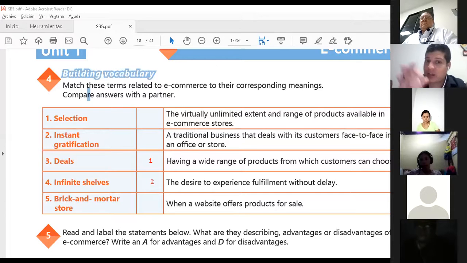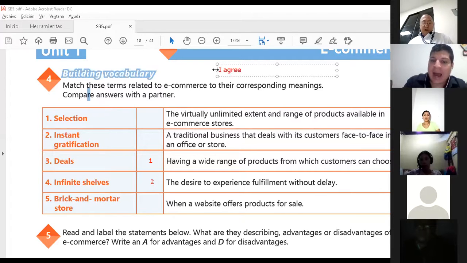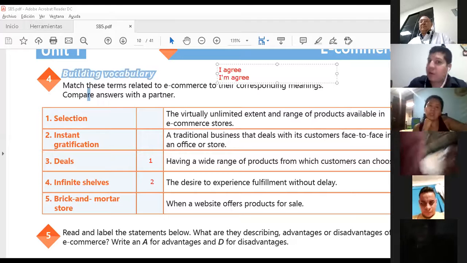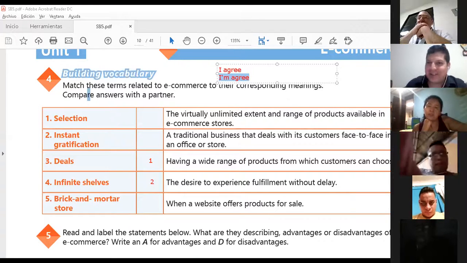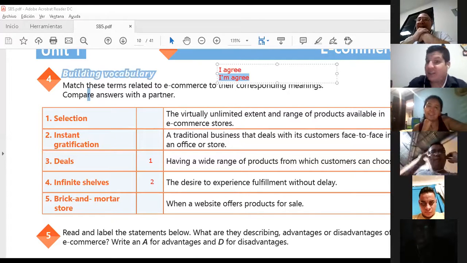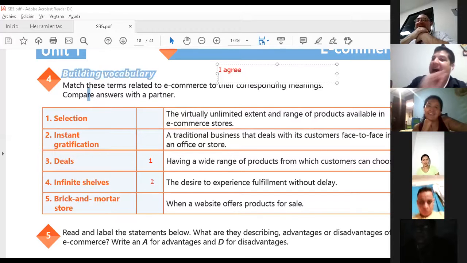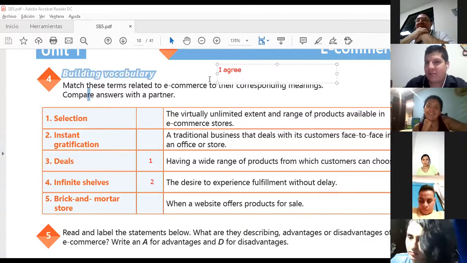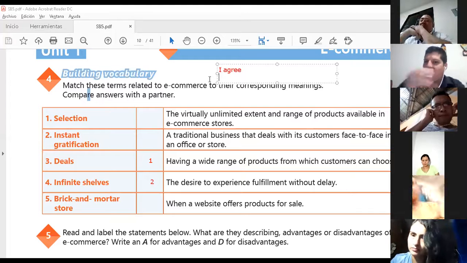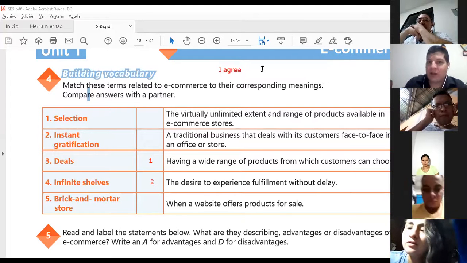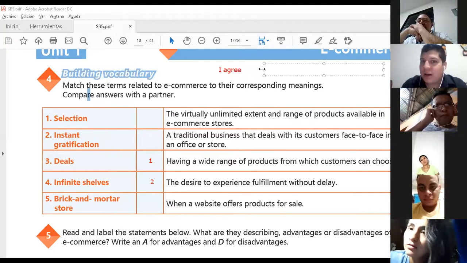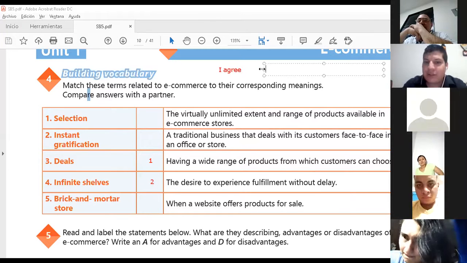Every time that you say estoy de acuerdo, you're going to say I agree. I am agree is very common here in El Salvador, to be honest with you. I don't know why, but it's not correct. It's I agree. Teacher, what is the difference? The grammar structure. Just that.